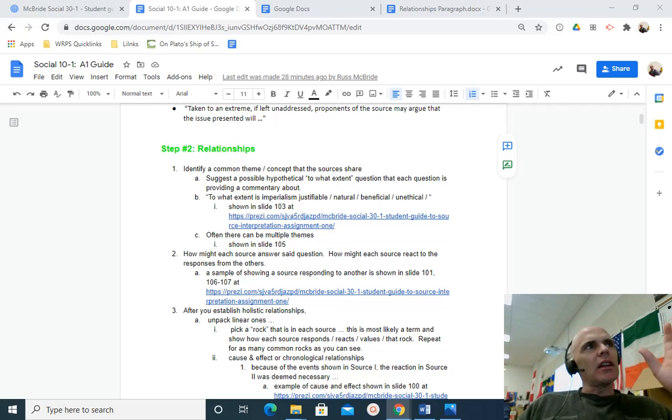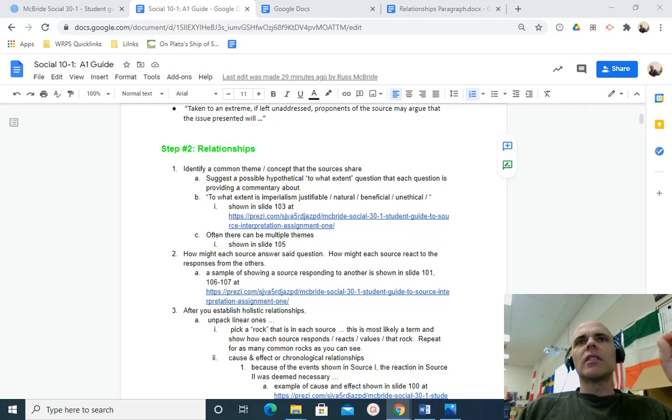So you might have a sentence such as this: taken as a set, each of the three sources provides an answer to the same conversation of to what extent, and whatever that common theme is. So the first step that we need to do in the relationship paragraph to hold them together as a set is identify an overarching theme, some kind of umbrella question.